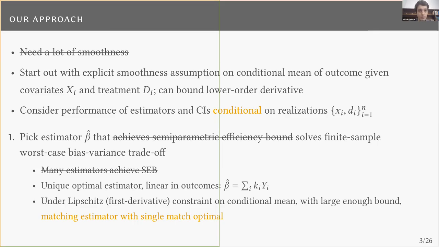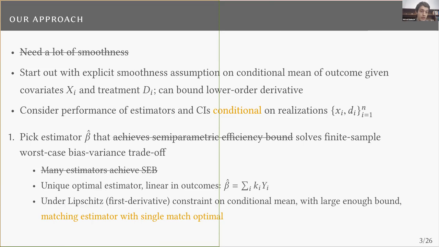Once I know the parameter space for the conditional mean, I can do a bias variance trade-off. So I can look at my estimator and ask, okay, what is the variance of this estimator? We're gonna look at linear estimators, so the variance of the estimator is easy to calculate. It doesn't depend on the conditional mean, but the bias of the estimator will depend on the conditional mean of the outcome given the covariates. And we can bound this bias in finite samples because we have smoothness assumptions on this conditional mean. So we're gonna be able to do a finite sample bias variance trade-off, and resolve this trade-off in an optimal way. It's gonna yield a unique optimal estimator. So in contrast with the standard approach to estimation and inference, here the optimal estimator is gonna be unique.